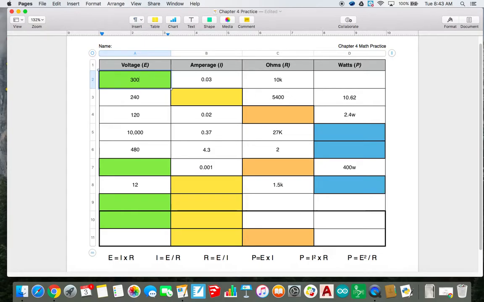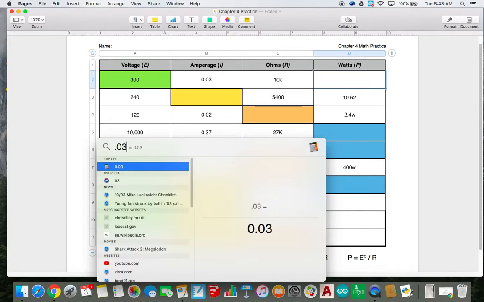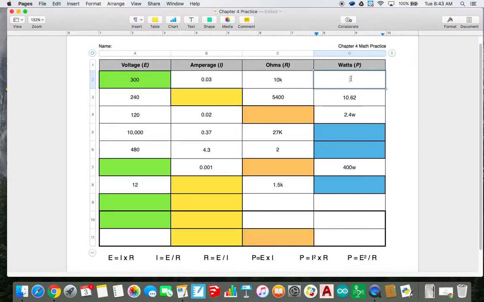Okay? The next one. Now I don't have my watts here. So do I have watts? So I have power. Power is voltage times amperage, amperage squared times resistance, voltage squared divided by resistance. So I have these three over here on the bottom right. So I can take 300 times 0.03, and I'm guessing that is going to give me about 9 watts. Okay, so there we go. So there's the first one done.